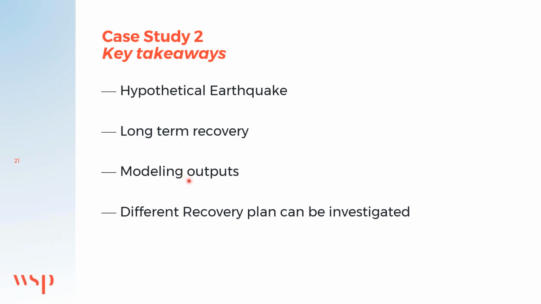And a different recovery plan for this kind of incident can be investigated. I mean that we can try to see, if we start to open State Highway 7 instead of State Highway 73, how it would change the trip resilience on the network.